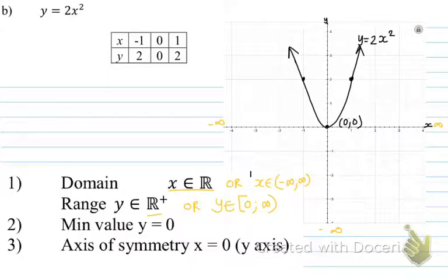Now, the minimum value. This graph has a minimum value, and it is at y equal to 0. There is the minimum. And the axis of symmetry is the same for all the parabolas in grade 10. The axis of symmetry will be x is equal to 0, or the y-axis. Because when I fold it on that pink line, the arms will fit exactly onto one another.